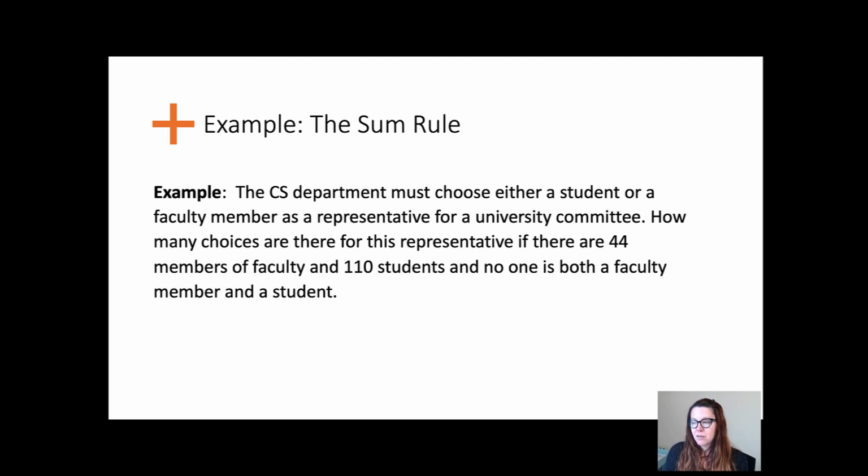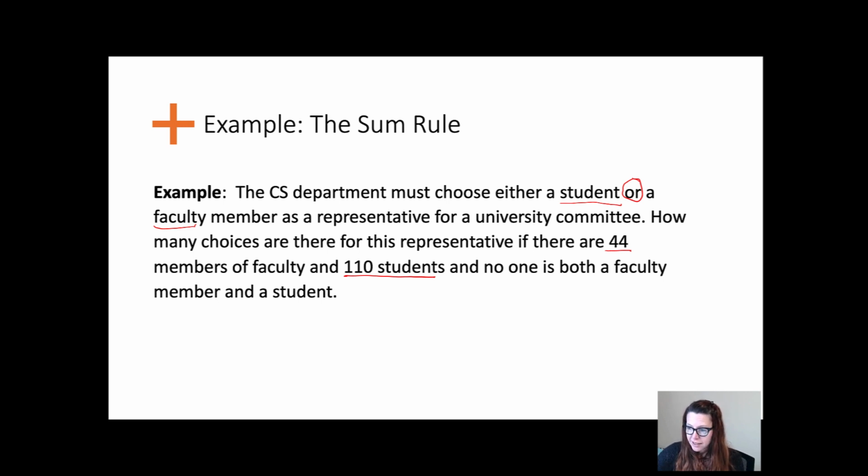The CS department, so computer science department, is going to choose a student or a faculty member, and here's the big thing, there's an or, as a representative to sit on a university committee. We do this all the time. So how many choices are there for this representative if there are 44 faculty members and 110 students in computer science, and no one is both a faculty member and a student? That's important. So that means that I have 44 ways to choose a faculty member, right? I have 110 ways to choose a student. And if I'm choosing a student, I'm not accidentally overcounting, because I'm either choosing a student or a faculty member. And together, that's how I'm going to choose my representative for this committee.